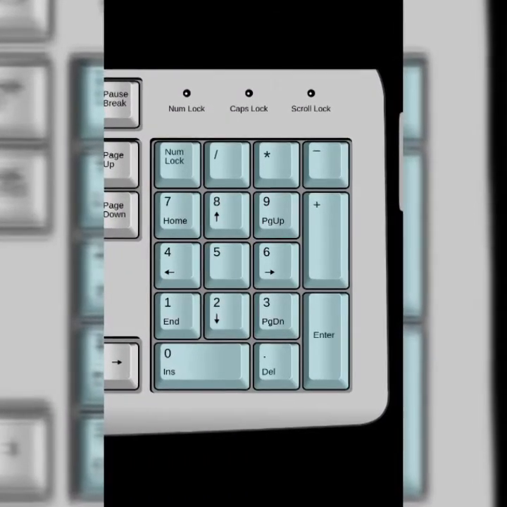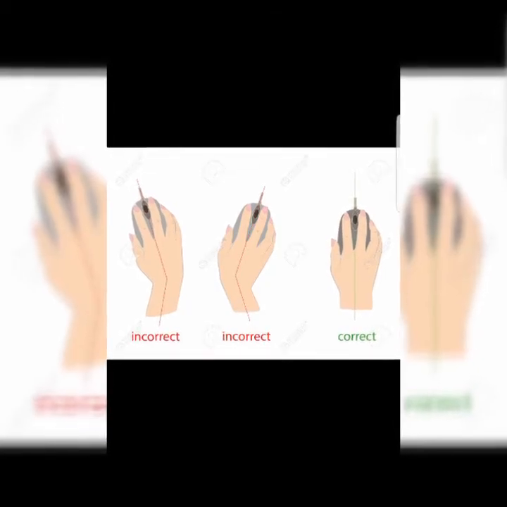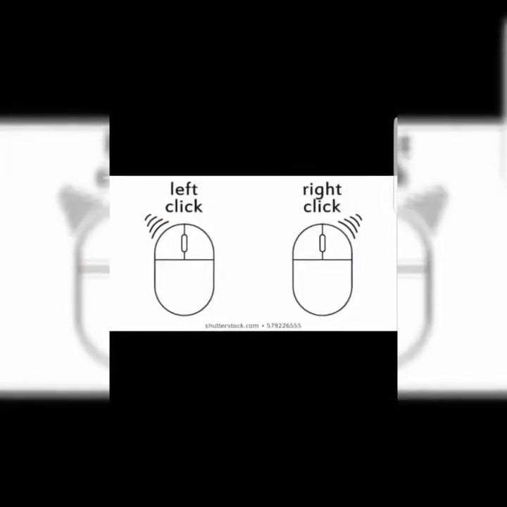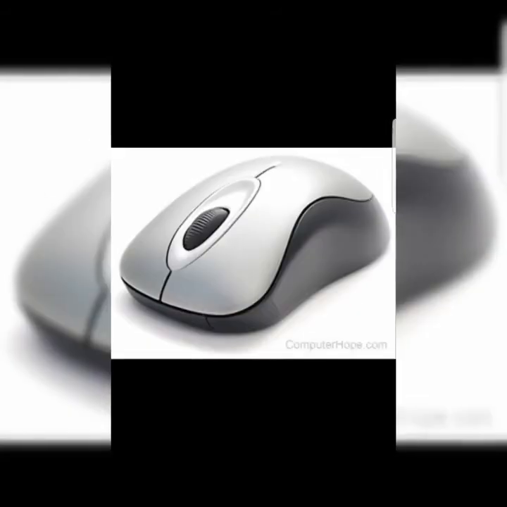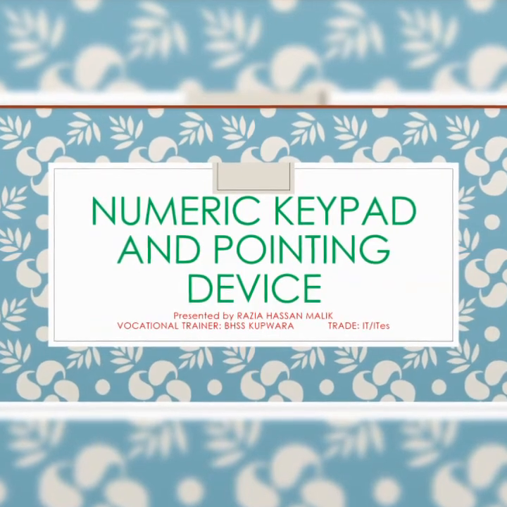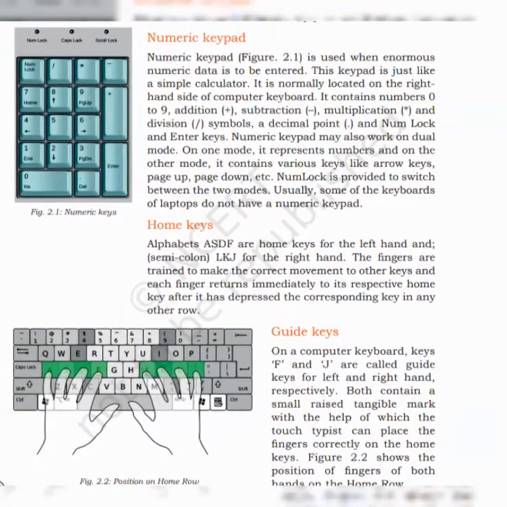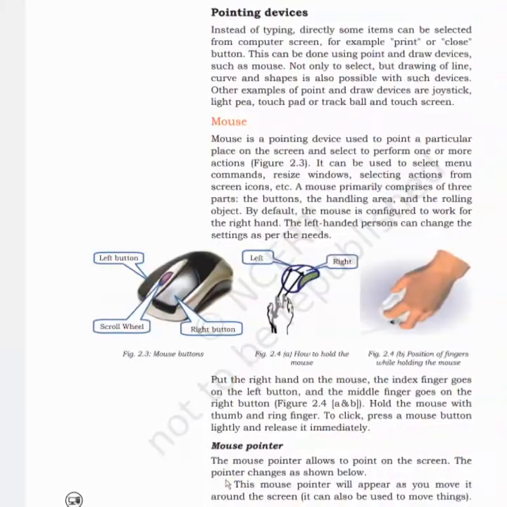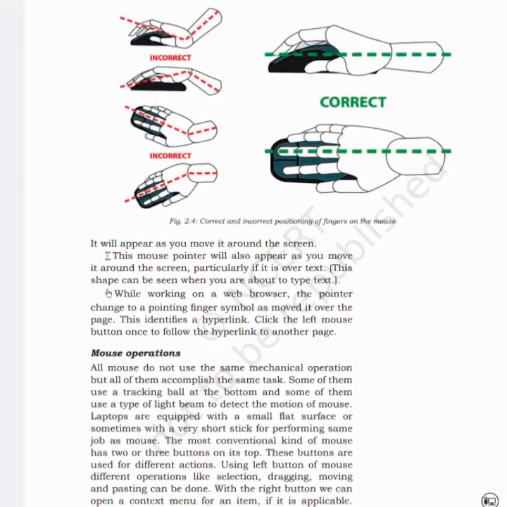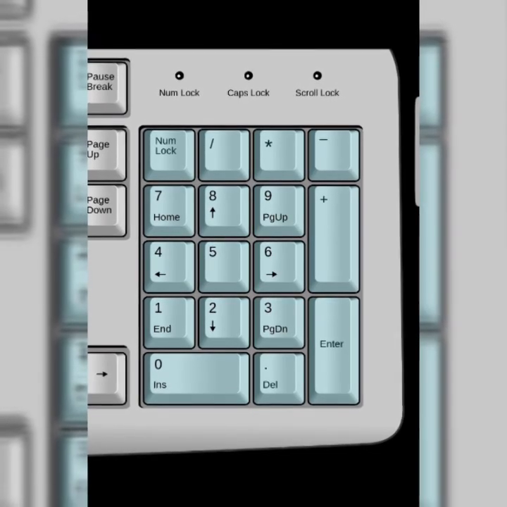And then we have another operation, that is double click. Double click is used to start a program, or open a file, or trigger an action. And it is also done with the index finger, but it is done two times. We have to click the mouse left button two times quickly. And then we have another action, that is right click. It is used to display a set of commands or available options, and it is done with the middle finger.